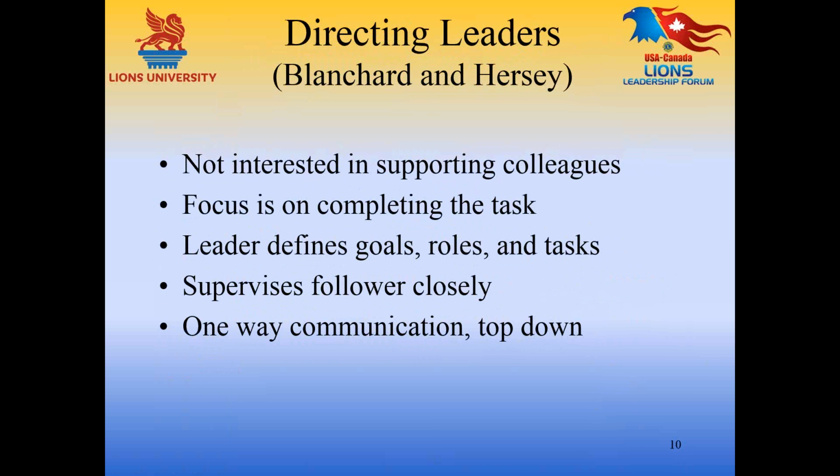Directing leadership, according to Blanchard and Hershey. The directing leader is not interested in supporting colleagues. The focus is very clear on completing the task. Directing leaders define goals, roles, and tasks. They supervise the follower closely. Decisions are made by the leader. Communication is one way, top down. And in many respects, it's very similar to autocratic leadership.